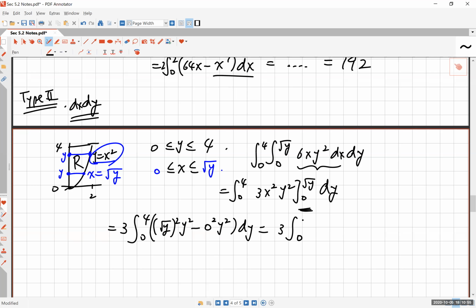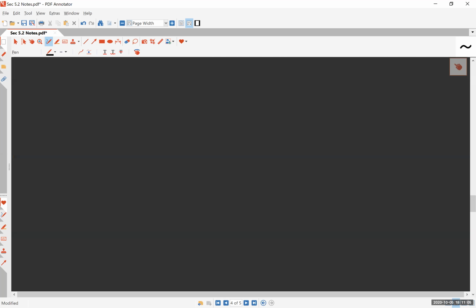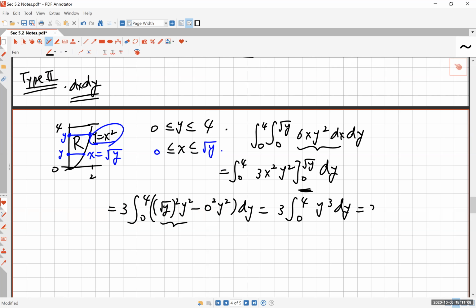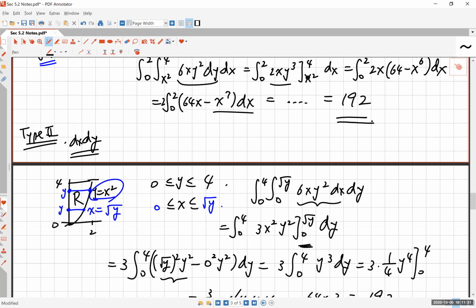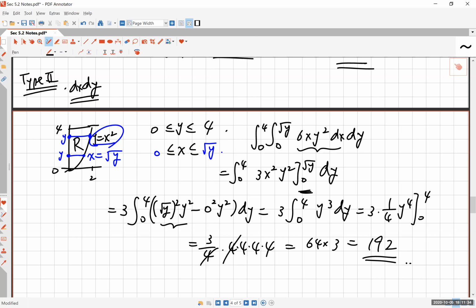This is 3 times the integral from 0 to 4 of, what's this? That's y cubed dy, right? All right, so this becomes 3 times 1 over 4 y to the 4th, from 0 to 4. This is 3/4 times 4 to the 4th. Okay, you can cancel. So this is 64 times 3. And if you do this, you of course get 192, which is what we got initially. All right, so learn how to do integration in both directions, dx, dy and dy, dx.